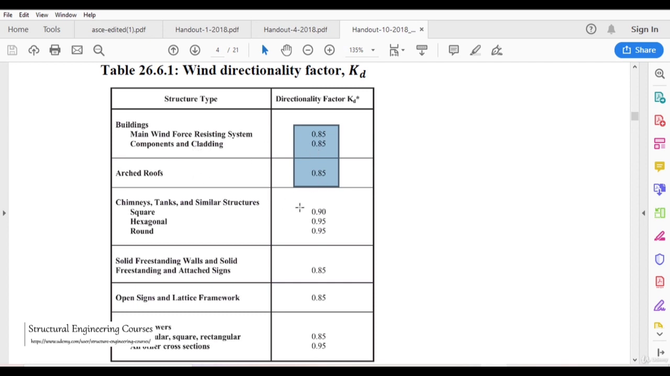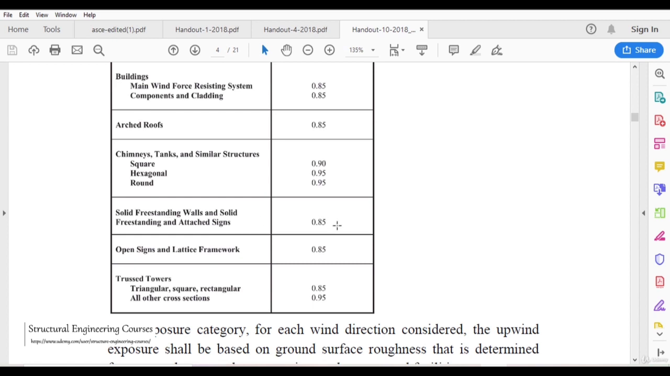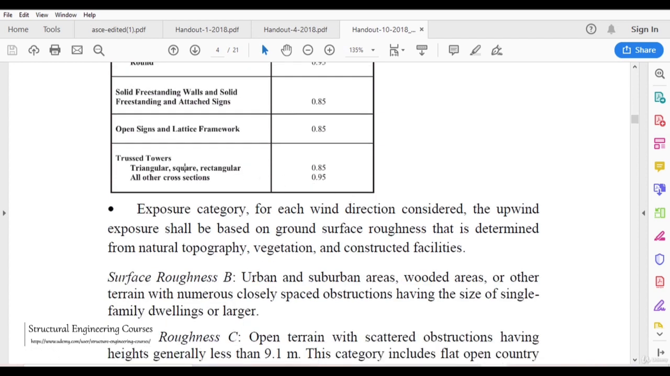Obviously, these structures are not as rigid as simple RCC buildings. So here the gust factor goes to a somewhat higher value. Here we can consider 0.85, and for truss towers we can again take 0.95 for other cross sections, but for triangular, square and rectangular we can take 0.85.